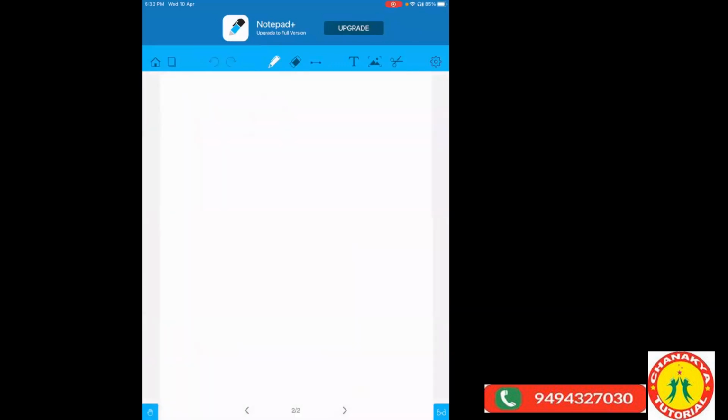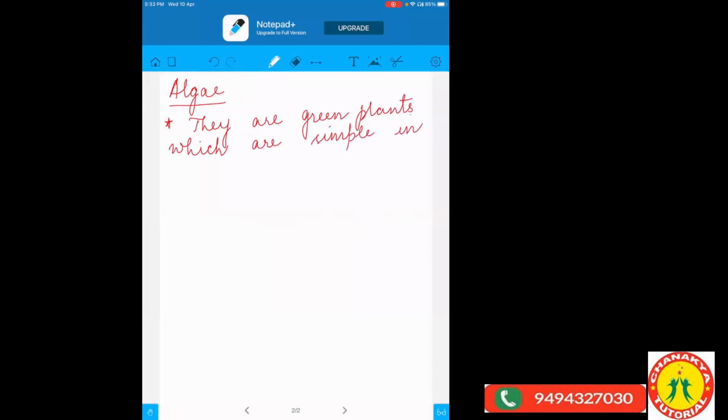Starting with the second type of the microorganism, that is the algae. So the first characteristic of the algae, they are green plants. They are the green plants, which are simple in structure. So when you see them, you will not be able to find so many parts inside them or so many organs and all. So they don't have all those things, right? So that is why we can say they have the very simple structure.